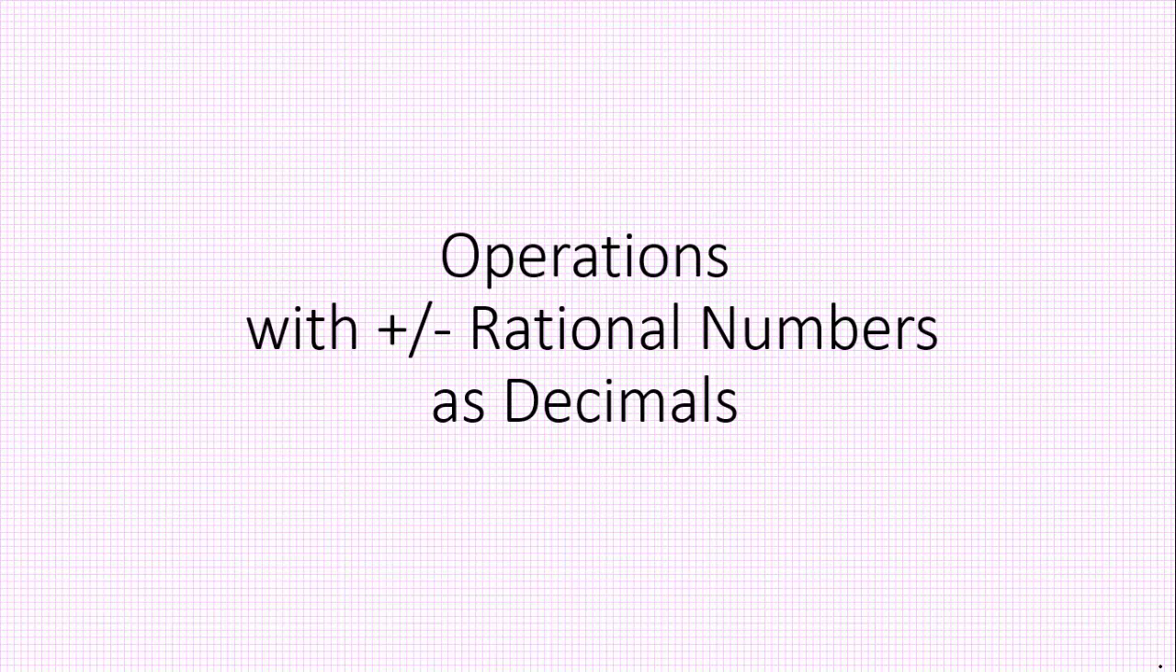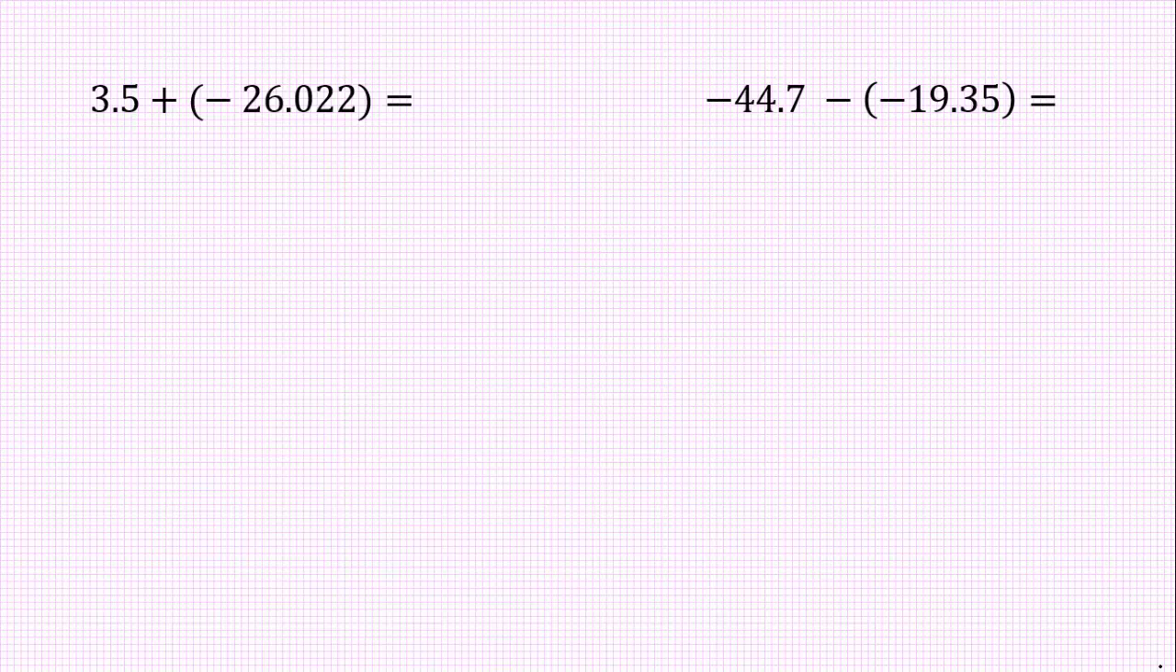Operations with decimals when positives and negatives are involved. Here's an addition example. Remember that when we add a positive and a negative number, it's really like subtraction. So I'm going to rearrange these numbers. I'm going to start with 26 and subtract 3.5, lining up the decimals just as you normally would with decimals.